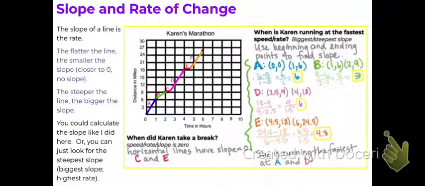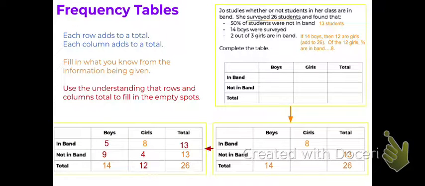All right. Frequency tables. Let's talk through this question in the top right. They want us to complete this frequency table when they've given us a few pieces of information.